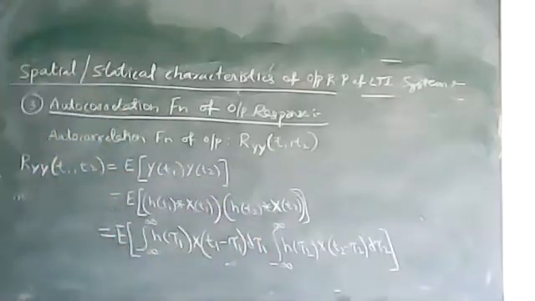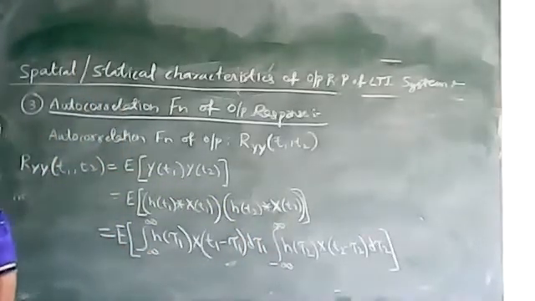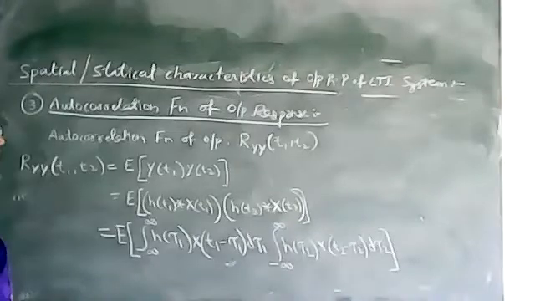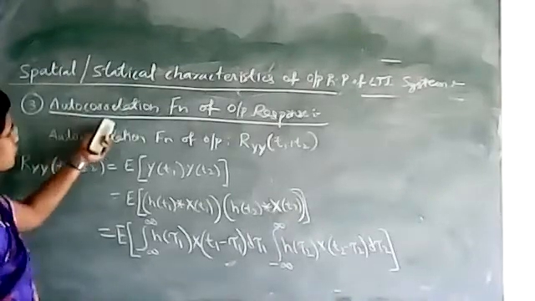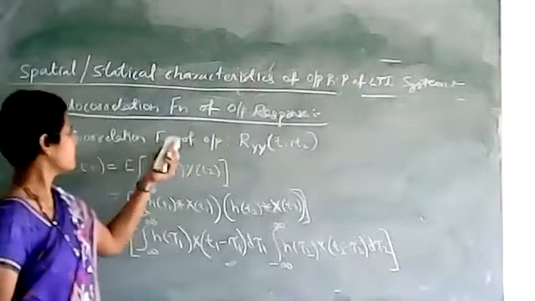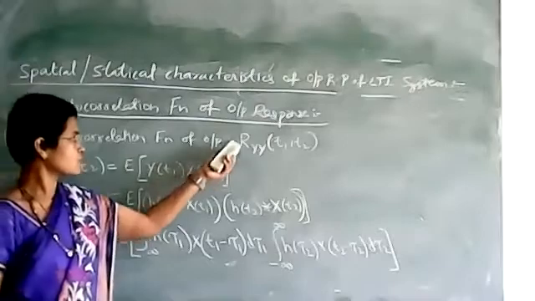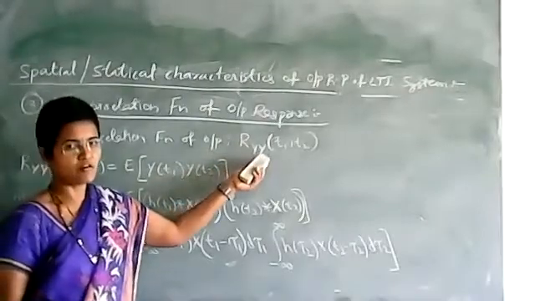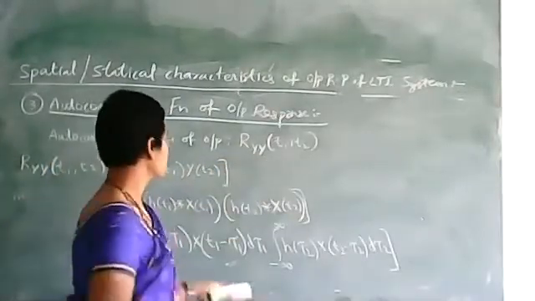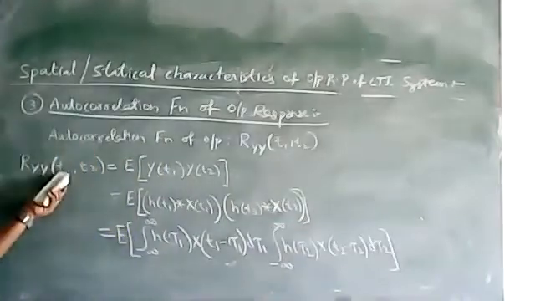So here we are discussing the third statistical property of the output response of the LTI system, that is the autocorrelation function of y of t. Y of t is called the output response. So what is it that we are finding? R_yy of t1 comma t2.